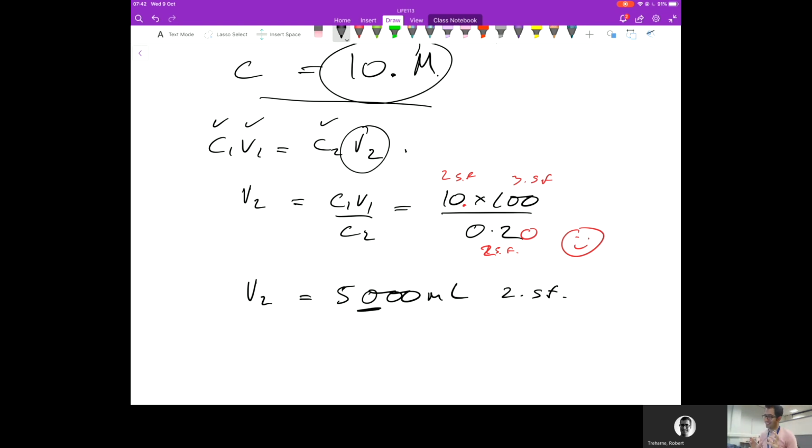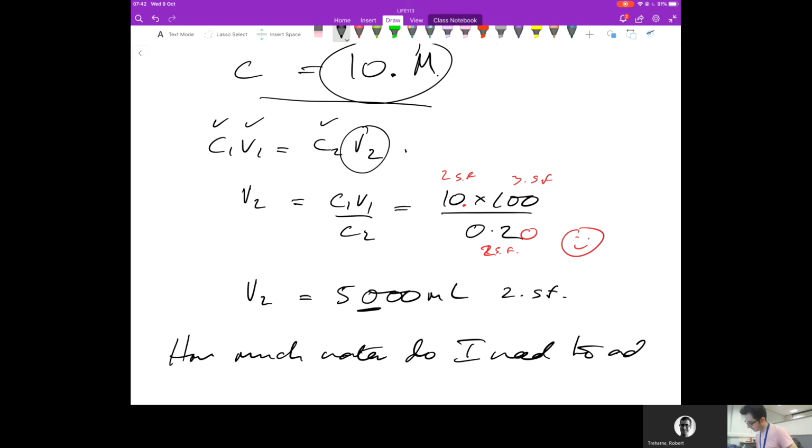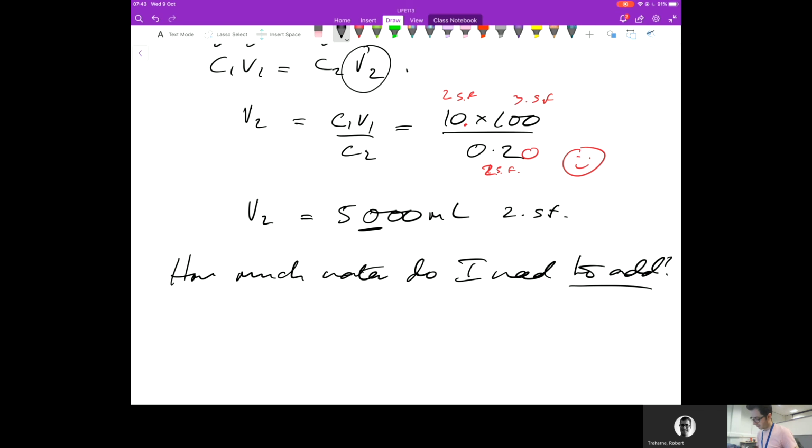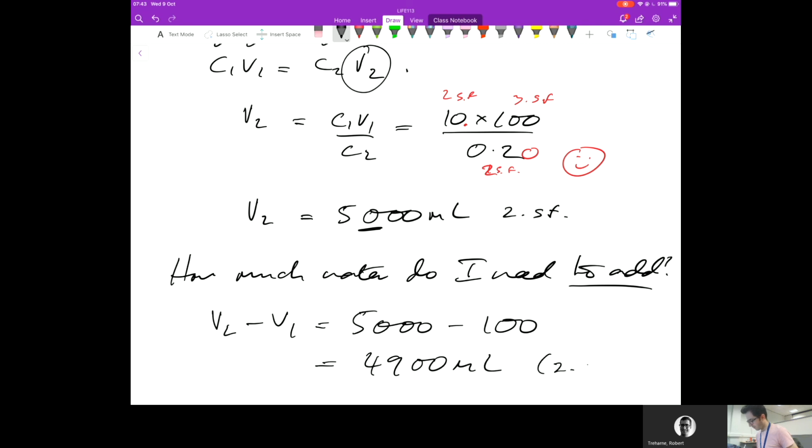Now, I haven't actually answered the question. My question was, how much extra water do I need to add to 100 milliliters? So how much do I need to add? Well, that's going to be V2 minus V1, which is equal to 5,000 minus 100. Okay, which is going to be 4,900 milliliters to 2 sig fig. So this is the answer down here. Okay, don't make that mistake in the exam.